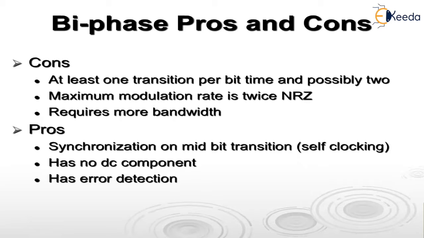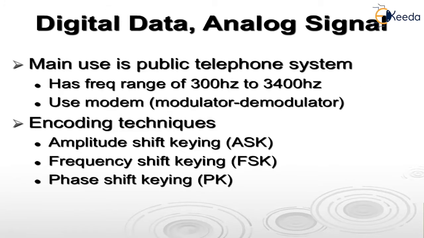Then the next form of encoding scheme is digital data, analog signal. Now we turn towards the case of transmitting digital data using analog signals. The most familiar use of this transformation is for transmitting digital data over the public telephone network.